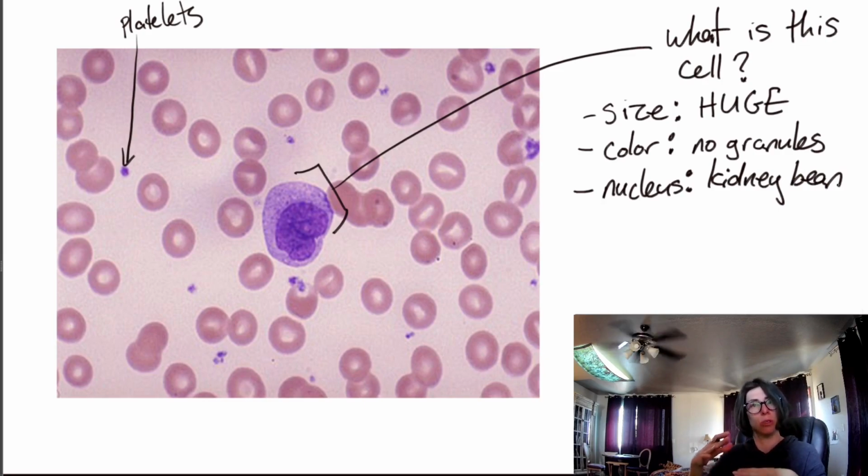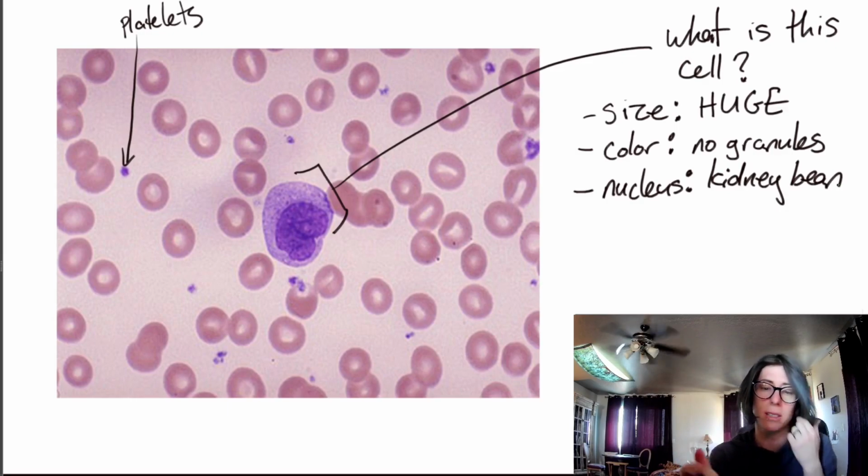So all of those 3 characteristics tell us that this is a monocyte that we're looking at here, which I said in the first slide, can divide and become either dendrocytes or macrophages, which have slightly different roles in immunity.